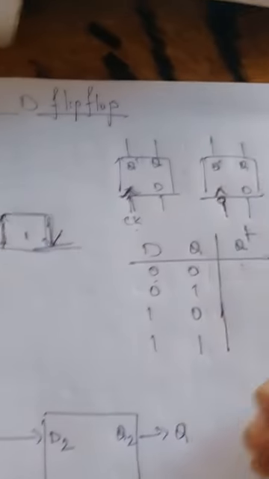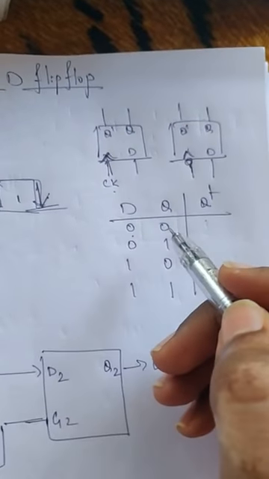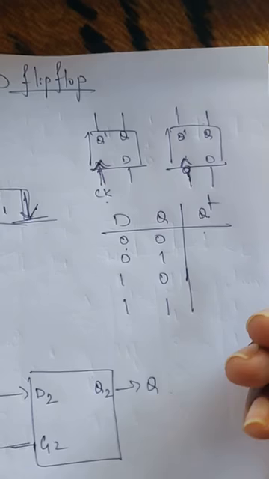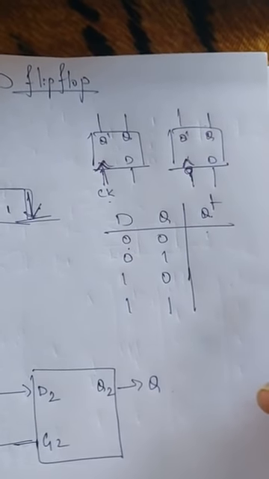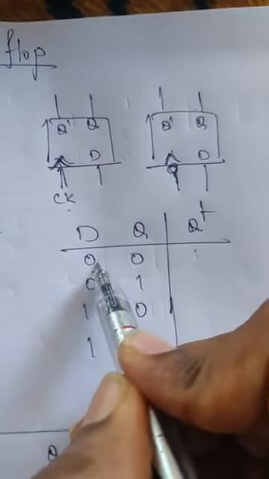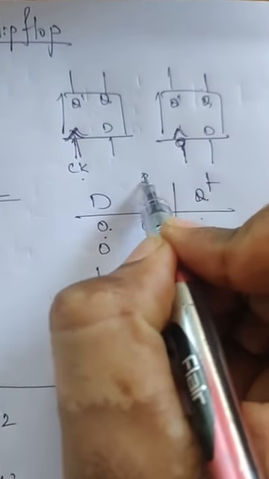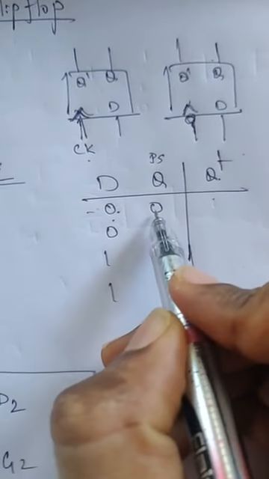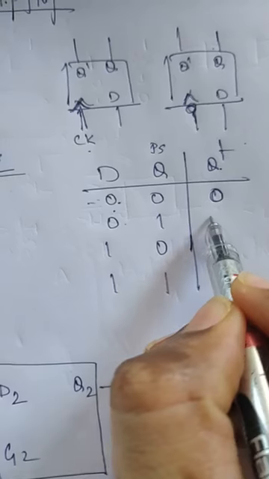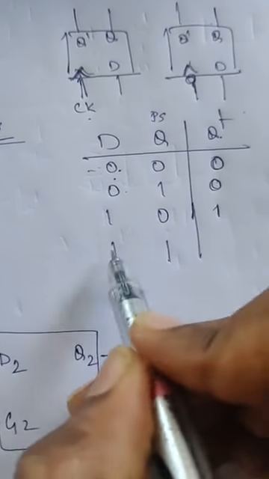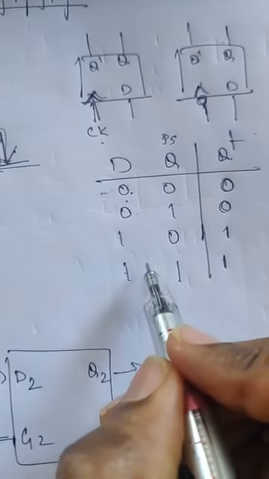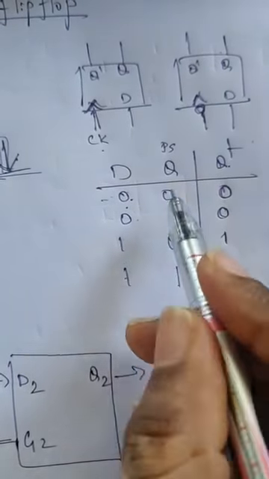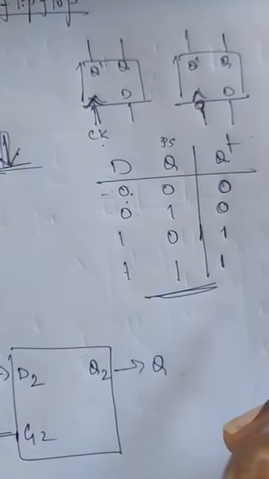Hope you remember the D latch. How was the D latch working? If the D input is 0, the output will be 0. If the input is 1, the output will be 1. Q refers to the present or previous state, and Q plus refers to the next state. I pass 0, the output will be 0. I pass 1, the output will be 1. Whatever input you pass, the same thing will be the output. No matter what the present state might be, this is how the D flip-flop or D latch works.